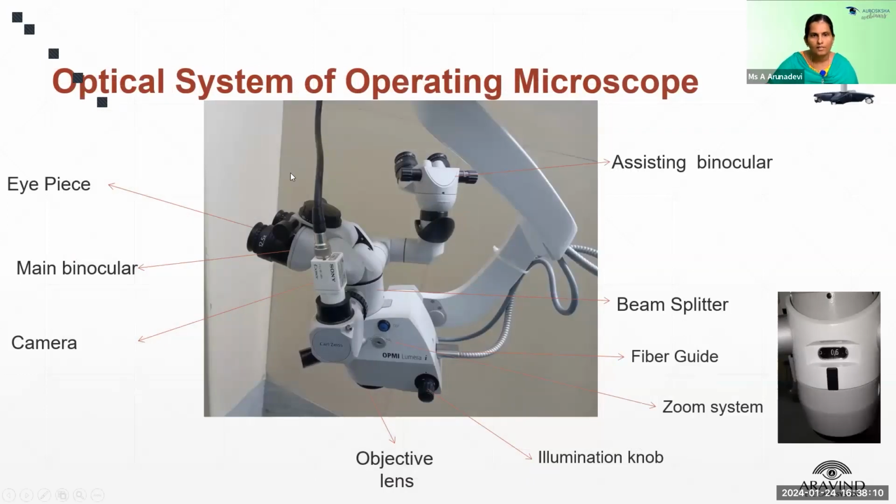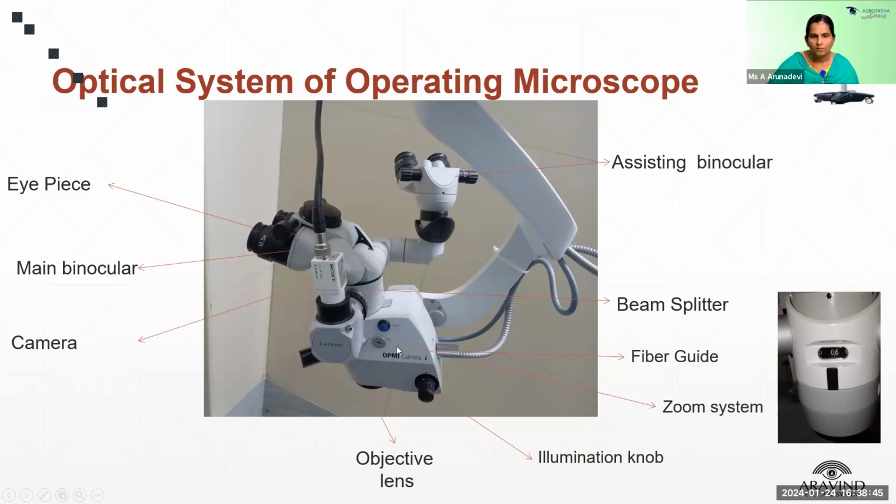Let us see the optical system of the operating microscope. Assistant binocular allows the assistant surgeon to see the surgery. Eyepiece: the binocular consists of two adjustable eyepieces for surgeons with refractive error. Main binocular is the path that allows the surgeon to see the object. Camera helps to capture the surgery. The objective lens of the microscope receives the reflected light rays from the object. Illumination knob is for selecting the different types of illumination.